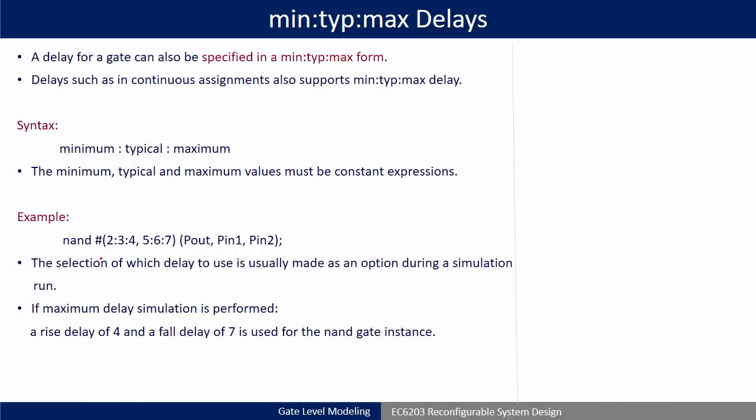Like you can specify, if you will see the NAND gate, instead of 2 and 5, we have specified here 2 is to 3 is to 4 comma 5 is to 6 is to 7. Understood? Then P out is my output and P in 1, P in 2 are respectively my inputs for this NAND gate. Okay. So, in this case, many times there may be a chance that you want to simulate the same gate for different delays.